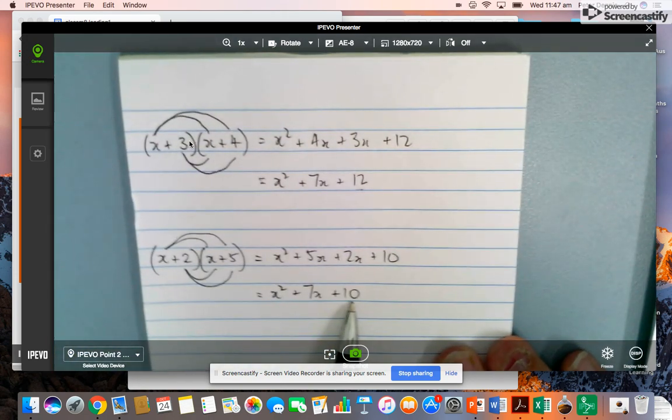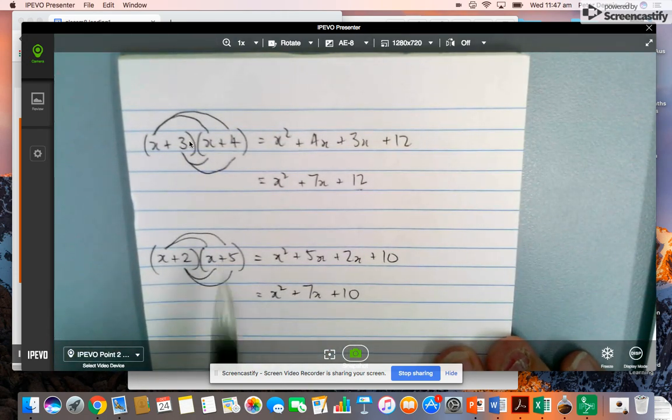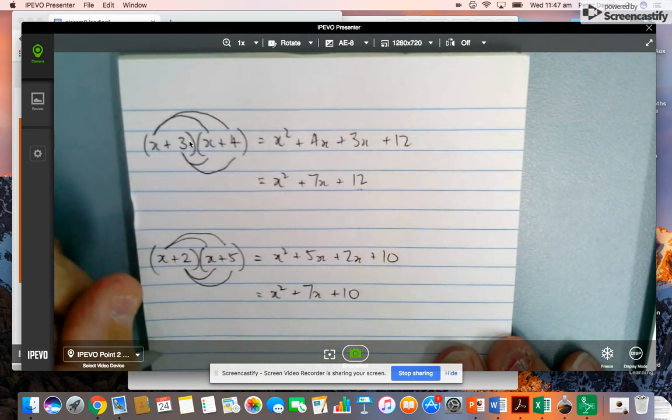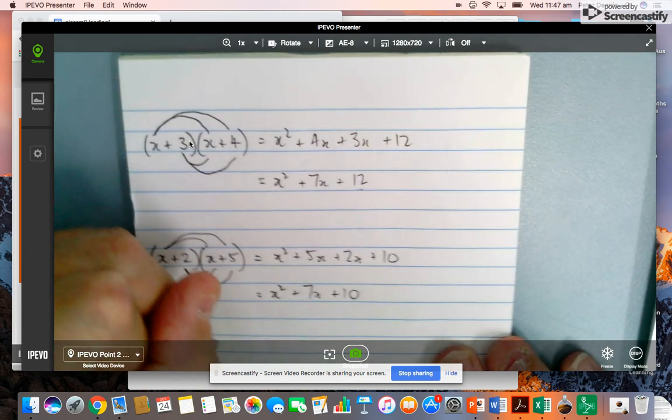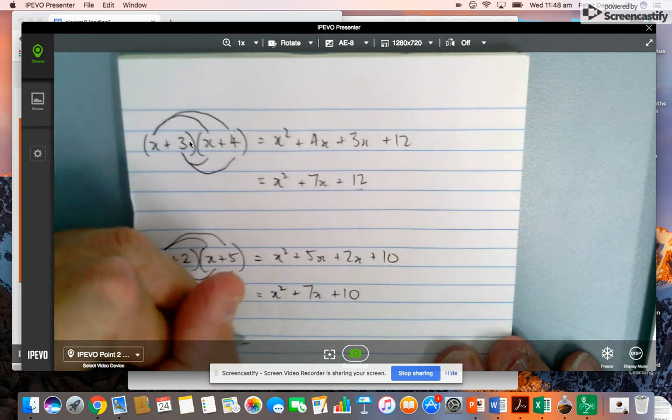Again, how do we get this 10? 2 times 5. How do we get the 7? 2 plus 5. So when we're factorising and doing this in reverse, that's what we're looking for. Two numbers that multiply together give 10, add together give 7. Does it work with negatives? x minus 1 times x plus 4.